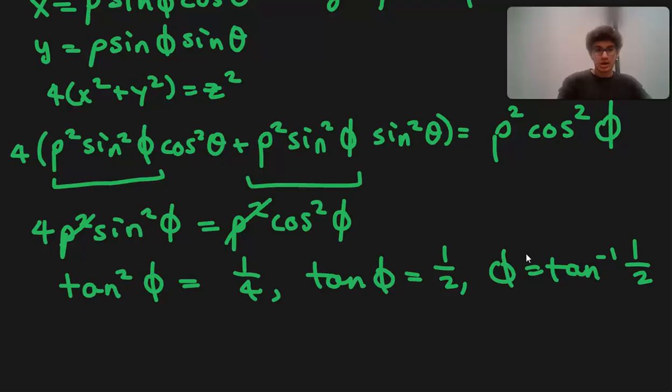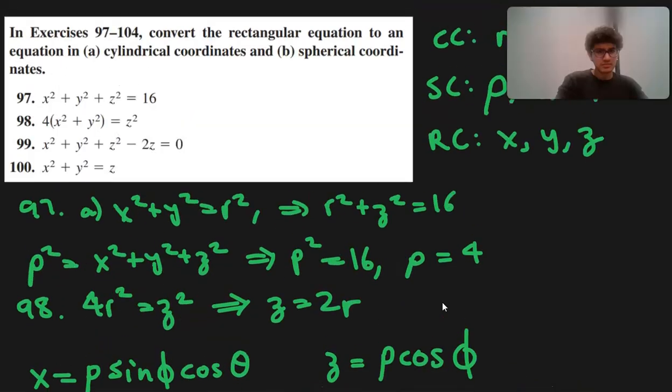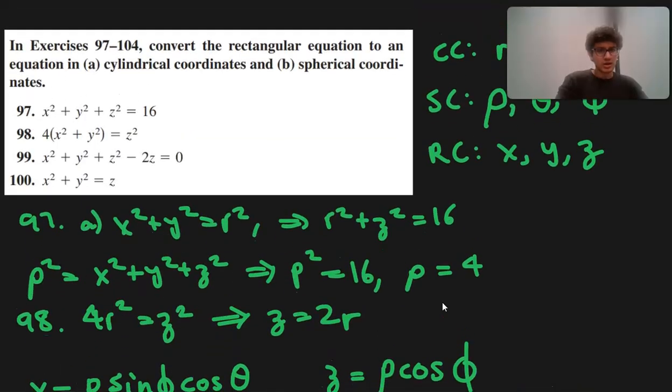I don't think you can have tan of phi being negative 1/2. I don't think that's possible. In case it is, it might be useful to just look that up. I'm not fully sure. I should probably research that before doing this video, but I think we're good with this. Let's move on to the next one.